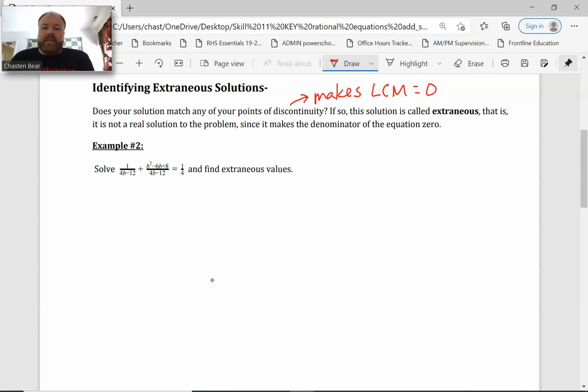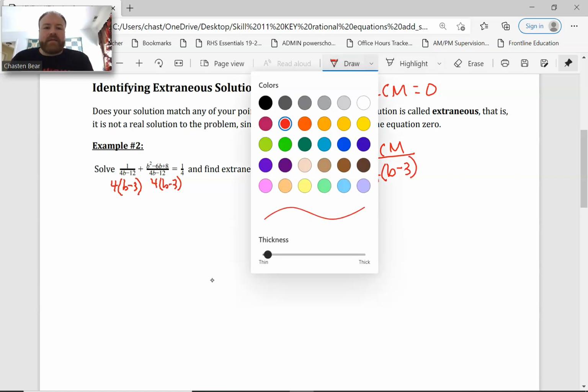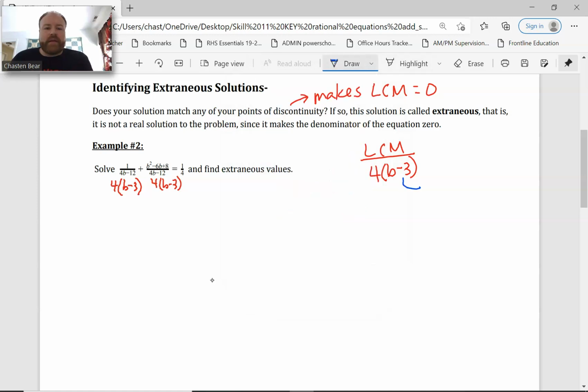Looking at this, the first thing I'm going to notice is my fractions have a common denominator, but that 4b minus 12, I'm going to factor out the 4, and note that this will be 4 times the quantity b minus 3. So that makes my LCM 4 parentheses b minus 3. And to keep in mind our extraneous solutions, b minus 3 equals 0 when b equals 3. So I want to keep that solution in mind.